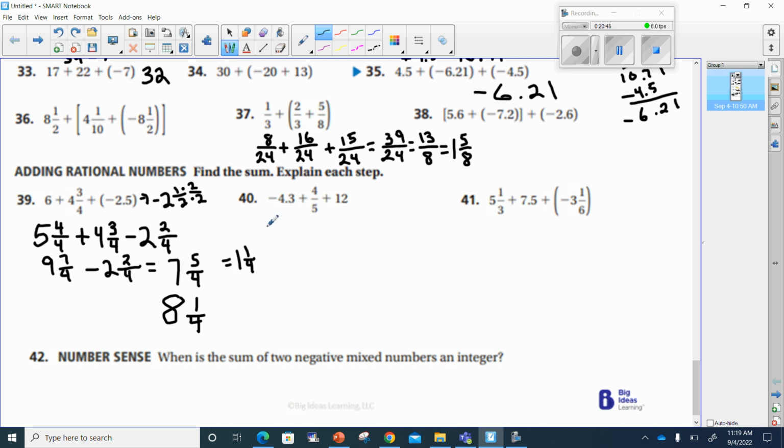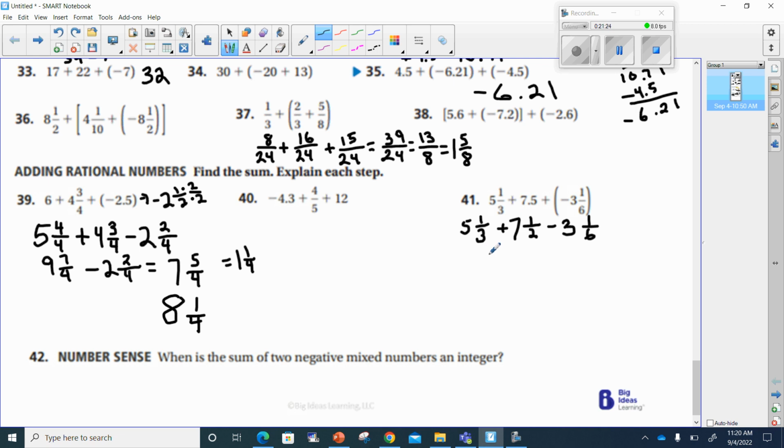Okay, let's see here. Now we've got 41. We've got to combine all these. So I can remember this is really 5 and 1/3. If I turn this into a fraction, this would be adding 7 and 1/2. And this would be adding a negative 3 and 1/6. I have to find a common denominator for all this. Looks like it's going to be 6, because 3 goes into 6 and 2 goes into 6. So I'm going to multiply 1/3 by 2 over 2, right?